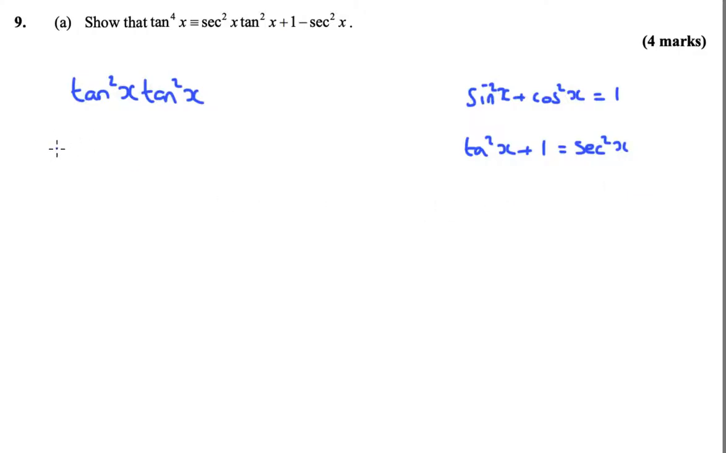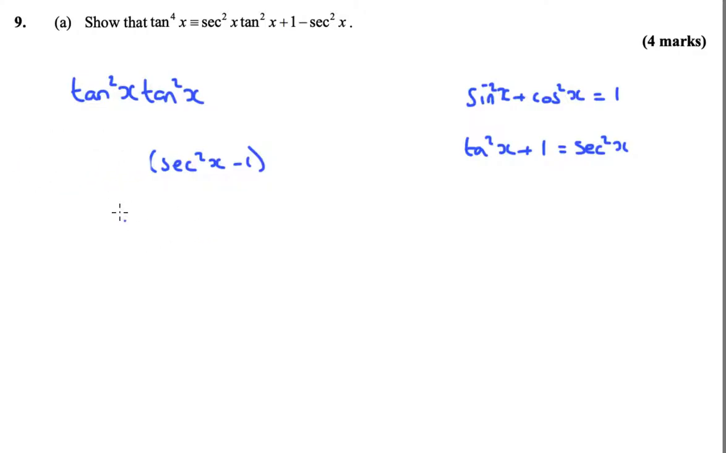Do we want to change both, and then multiply out? Let's try that. Let's change them both into sec squared x take 1 and then multiply out the brackets. No, we're going to get a... Oh, that's easier. We just need to change one. Just need to change one of them.